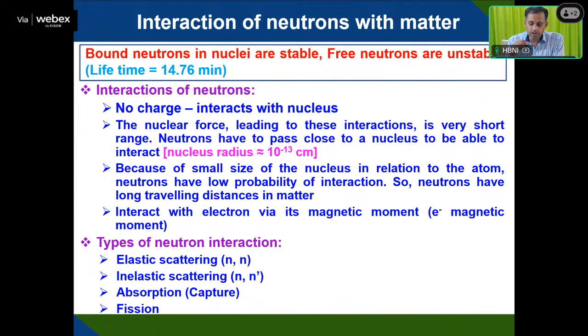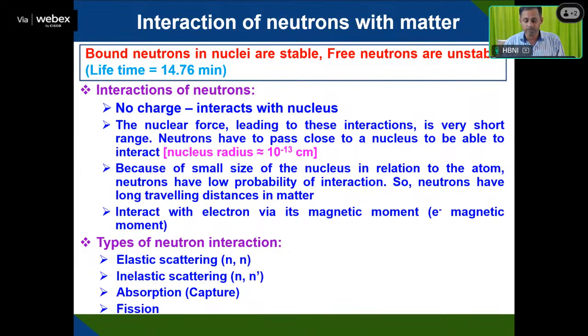The neutron can interact with matter. Bound neutrons in the nuclei are stable, but free neutrons are unstable. They have a very short lifetime, so they will try to interact with other matter. During neutron interaction, there is no charge, so it interacts with the nucleus. That means with no charge it can penetrate closer to the nucleus and interact with it. The internuclear radius is about 10 to the power minus 30 centimeter, and the nuclear force leading to this interaction is very short range.